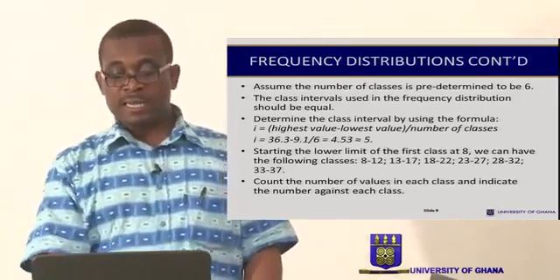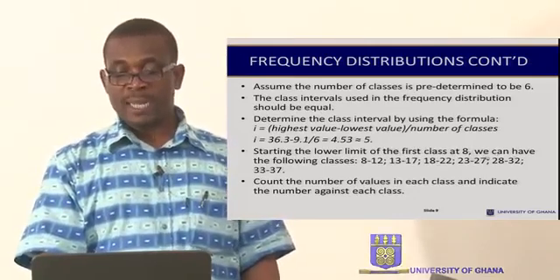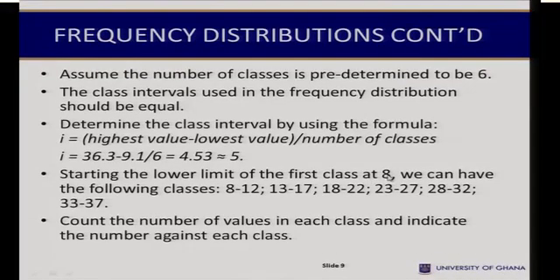So let's say that given the data we have, we are starting with a lower limit of 8. We can generate the following classes: 8 to 12. And you see that it includes 5 values: 8 itself, 9, 10, 11, and 12. That's because we have the interval as 5. We can do similarly for the rest of the classes: 13 to 17, 18 to 22, 23 to 27, 28 to 32, and then 33 to 37.